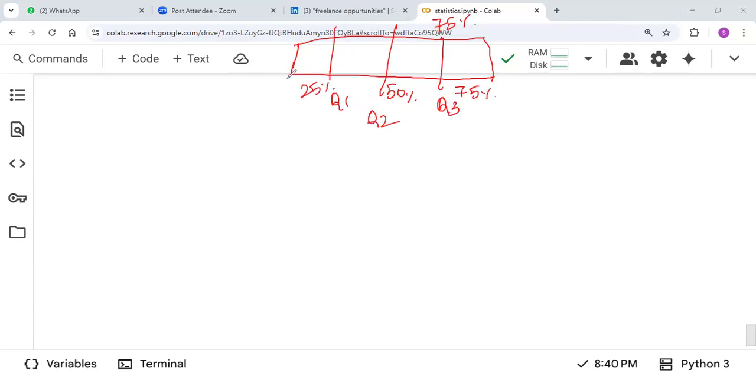So the entire data, you're just going to divide. This is the minimum and this is the maximum. So from the minimum value till the maximum value, you're just going to divide your data into 3 quartiles.